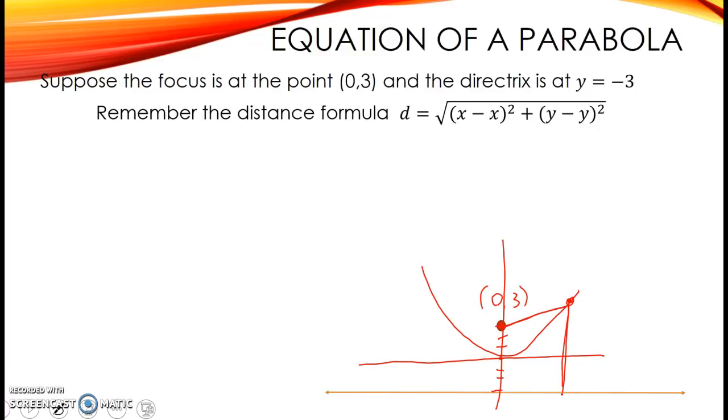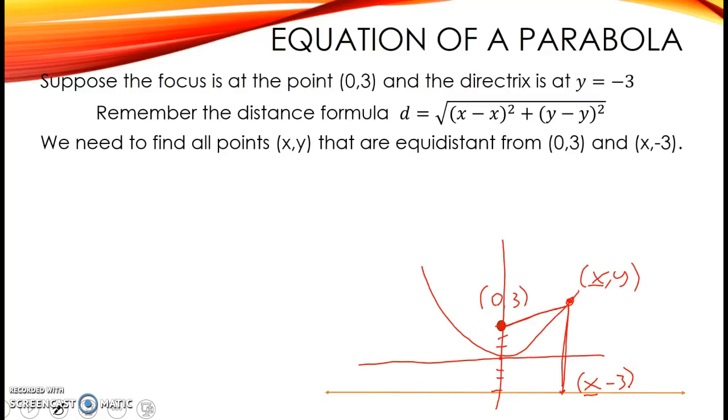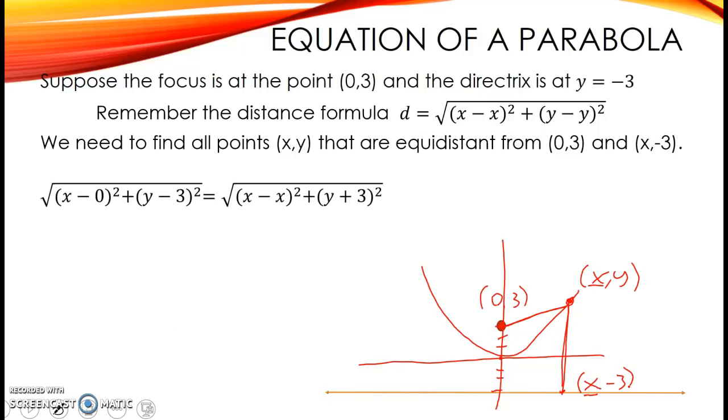And so one of the things to help us with this is we're going to need to know the distance formula, which really comes from the Pythagorean theorem. So we're going to find the distance between those points. We're going to call this point here (x, y). And this point we know right here is still over x because that x matches that x, but it's at -3. And so if I plug these values, we have 3 points, (x, y), and (0, 3), and the point (x, -3). And we want these two distances to be equal.